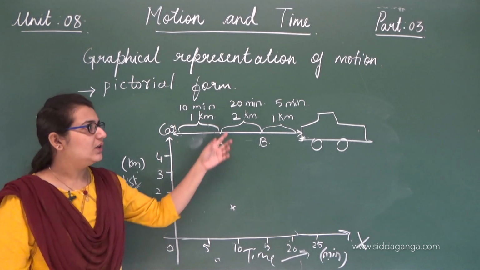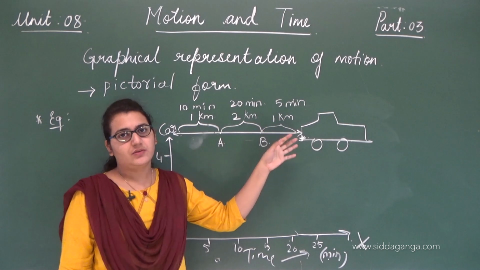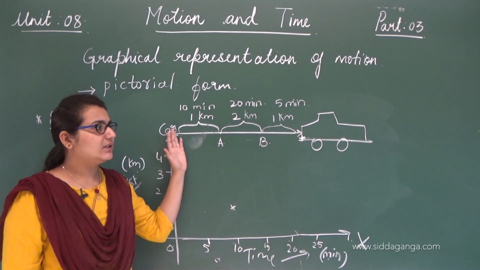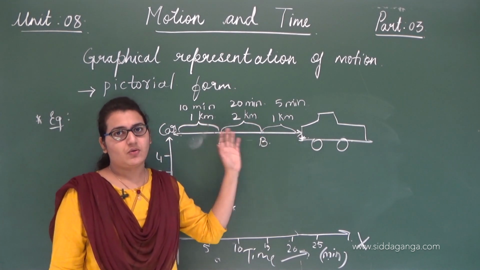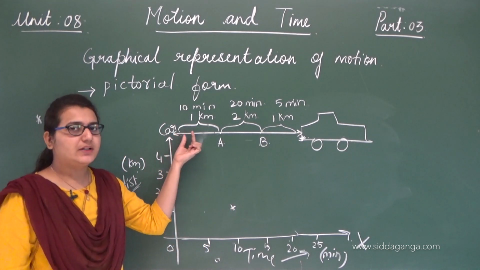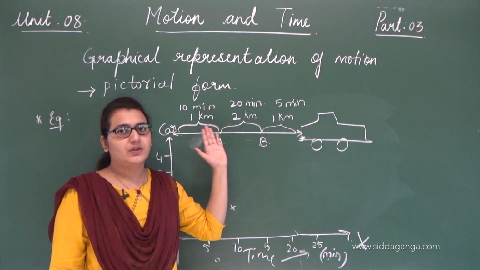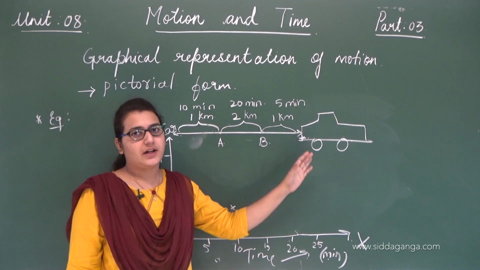We cannot just write 2 kilometers at 20 minutes and again take 1 kilometer at 5 minutes. No, it's not about the particular time. We are talking about the whole motion, the whole traveling. So we need to calculate again from the beginning to the next point, again from the starting to the end. So that's how we'll get a whole graph.